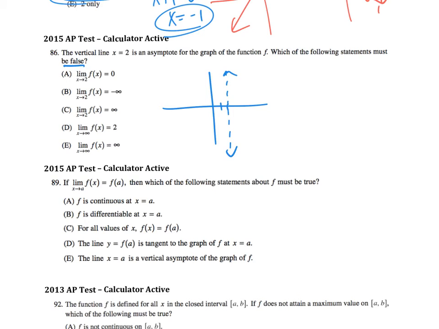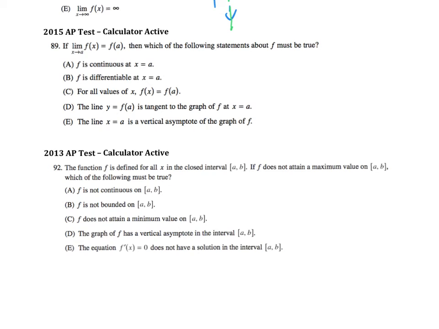Let's go back to A. As x approaches 2, they're saying the value of my function is 0. I've got some big beef with that. My function does not exist at 2 because I've got a vertical asymptote. My slope is undefined. Nothing exists. So when x approaches 2, I cannot have a limit of 0. A has to be false.